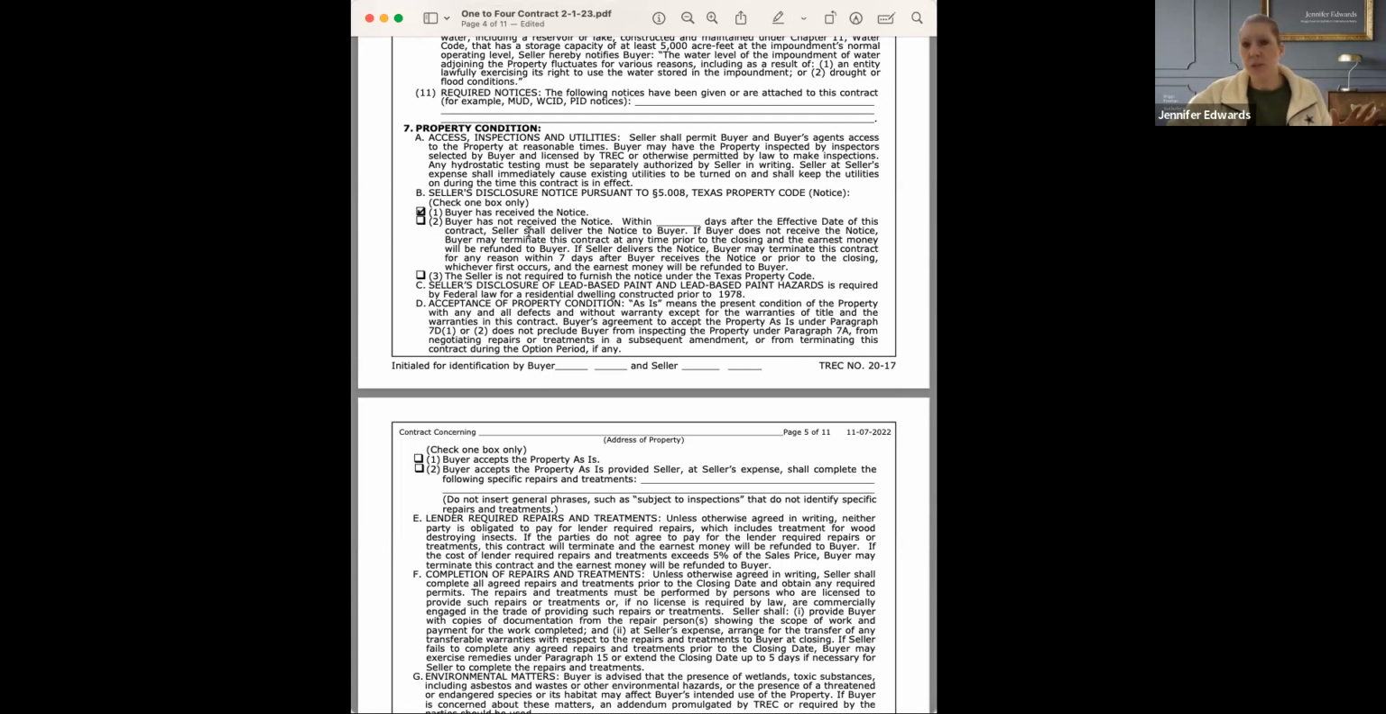Occasionally we know sellers don't do it on the time frame and they push it, but just know you need to communicate to them that then that number 2 is going to be checked in their 7 days. But if you get a contract that has number 2 checked, 7B2, deliver the seller's disclosure. It's basically a counter. Just deliver it, make them check number 1, and get it done at the beginning.